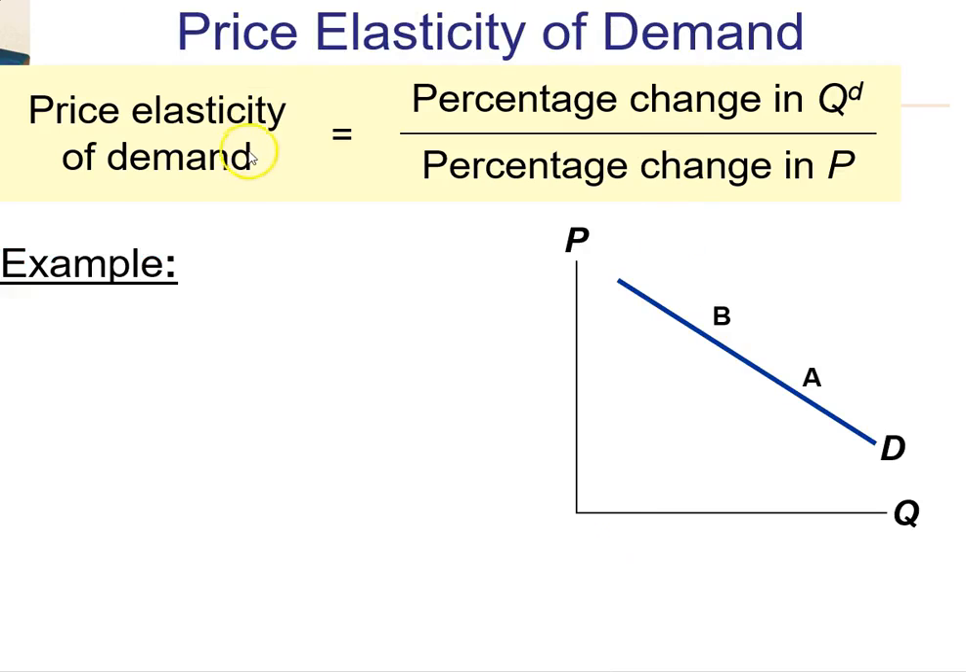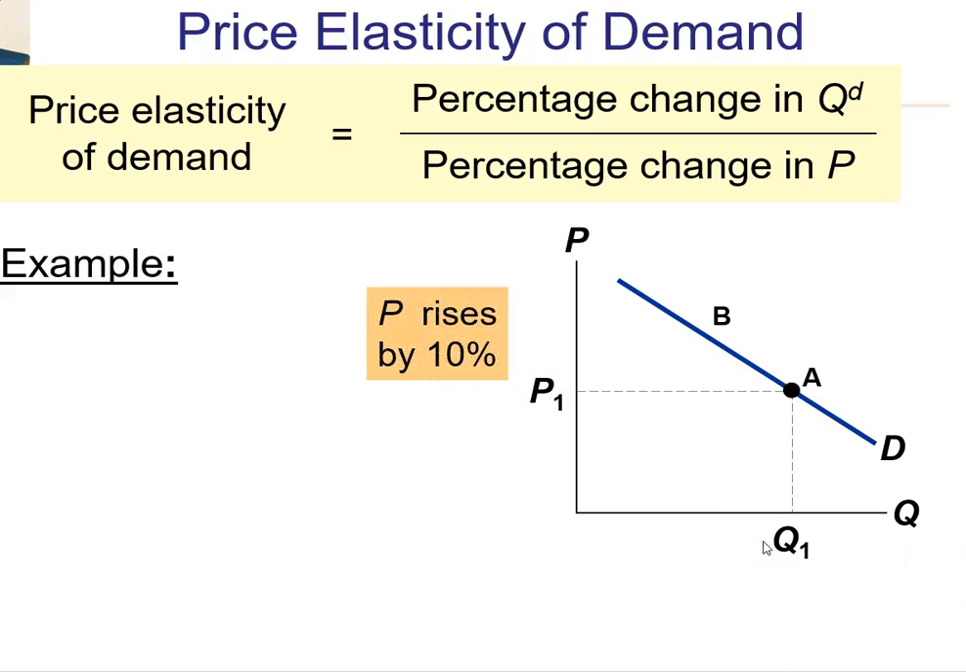So the price elasticity of demand is this ratio of percent changes. And suppose you start out here at price 1 and quantity 1. And there's been a price rise of 10%. If you have an elastic demand, then the quantity demanded must change by more than 10%. If you have an inelastic demand, then the quantity demanded percent change must be less than 10%.